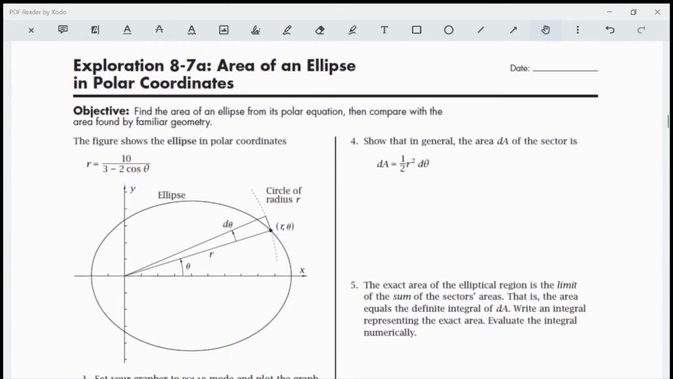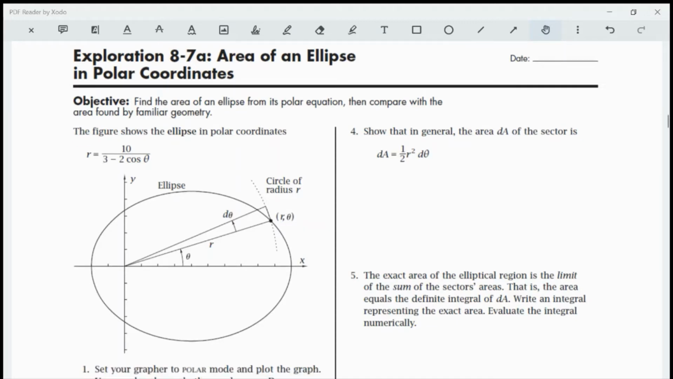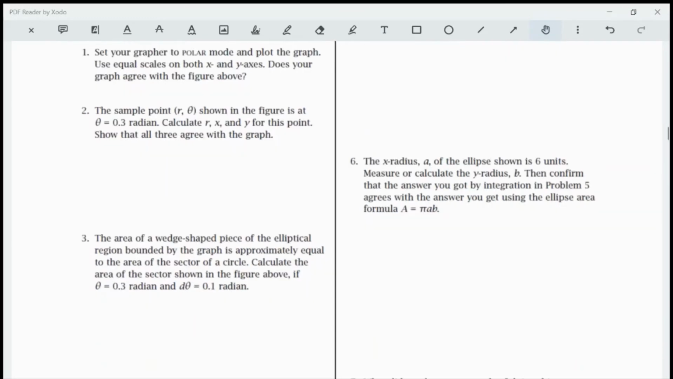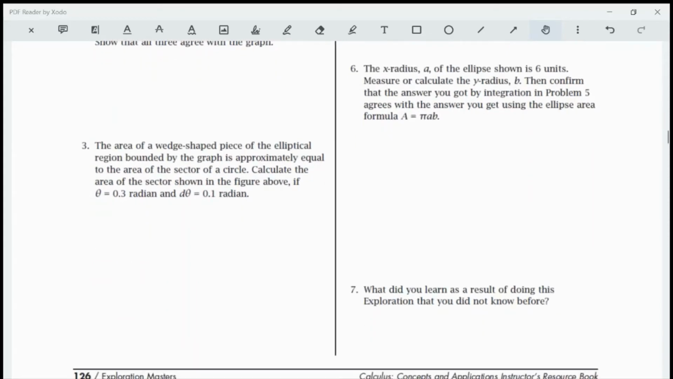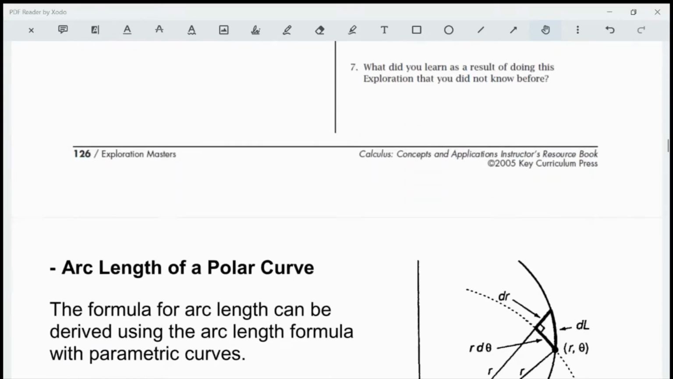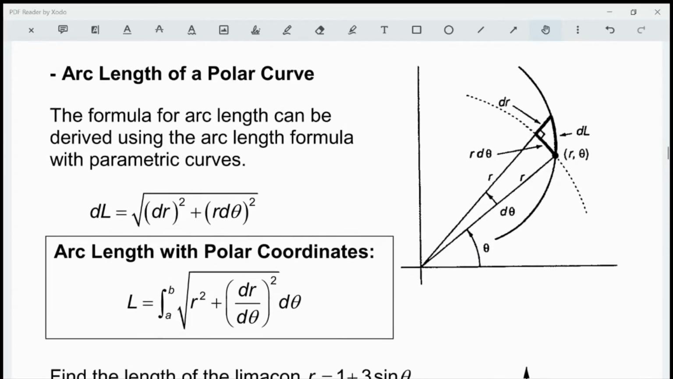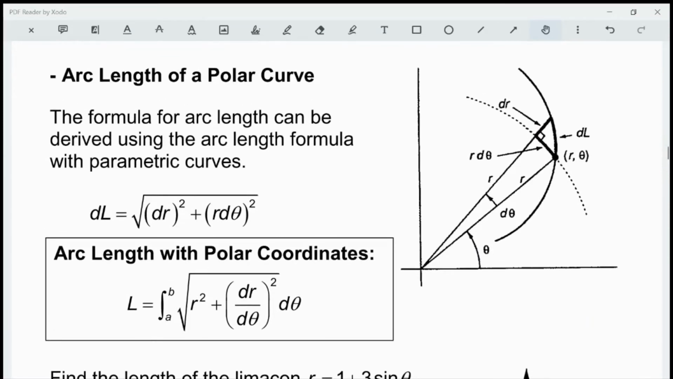On this next page, I have an exploration that helps explain where the 1/2 r squared d theta comes from. I'm not going to go through it, but it's an example that you can use. If you want a little further clarification on the 1/2 r squared d theta, you can work through this exploration, and it'll walk you through step by step where that comes from. You can also read through that idea in your book if you want to see a little bit more.